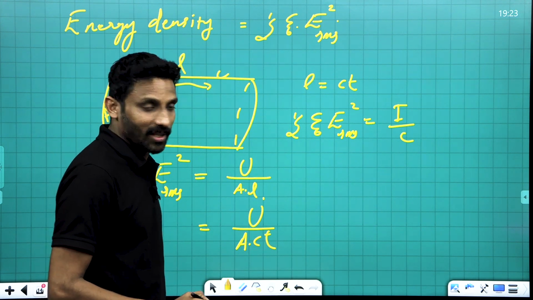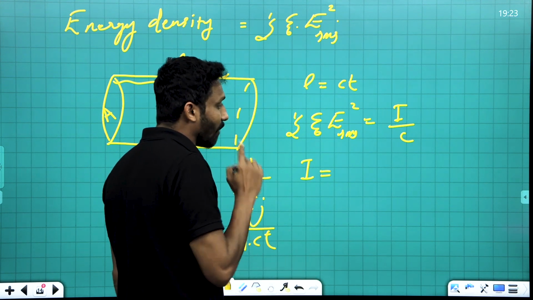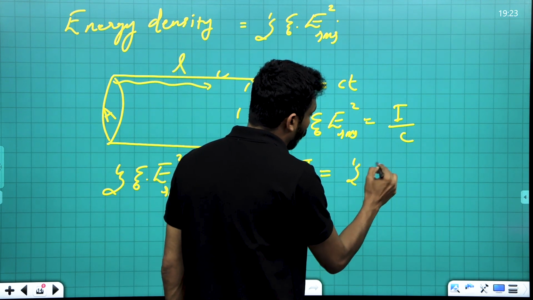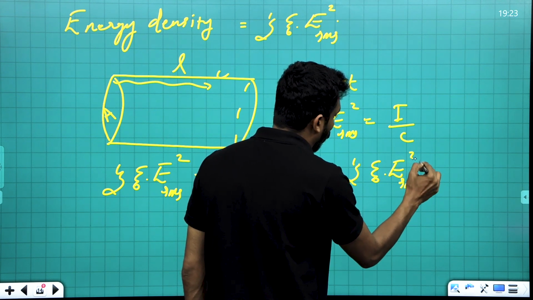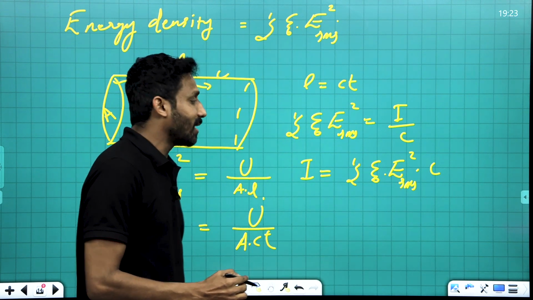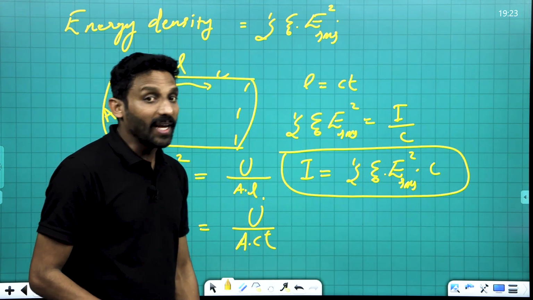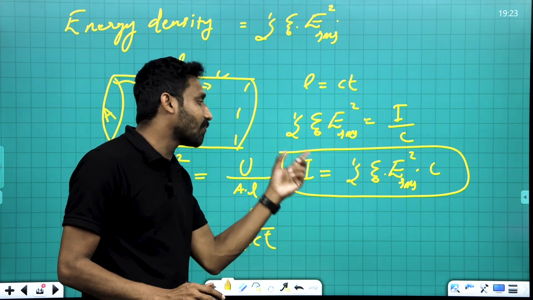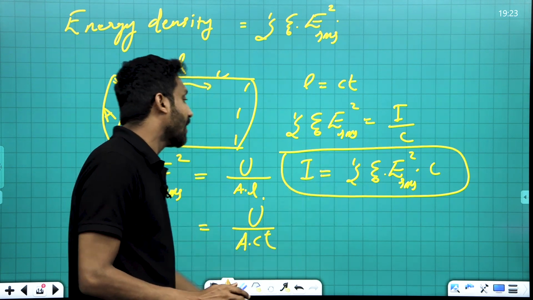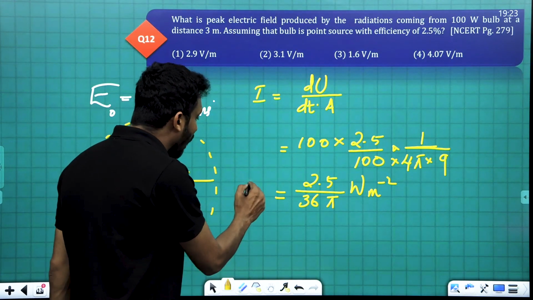So what about the intensity? The intensity value is equal to half into epsilon naught E RMS square into C. This formula you can write for intensity. Clear?